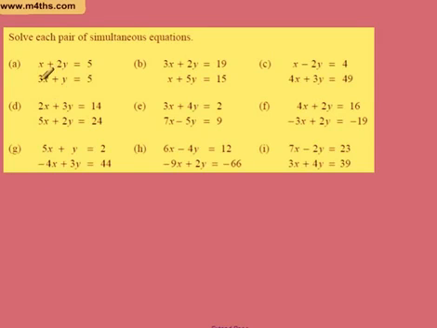I'm going to make the y's the same and I'm going to just double this bottom one right here. So equation 1 is the top one, and that's x plus 2y is equal to 5. The second equation, I'm going to multiply it by 2. 6x plus 2y is going to equal 10. Now, these two numbers are the same.